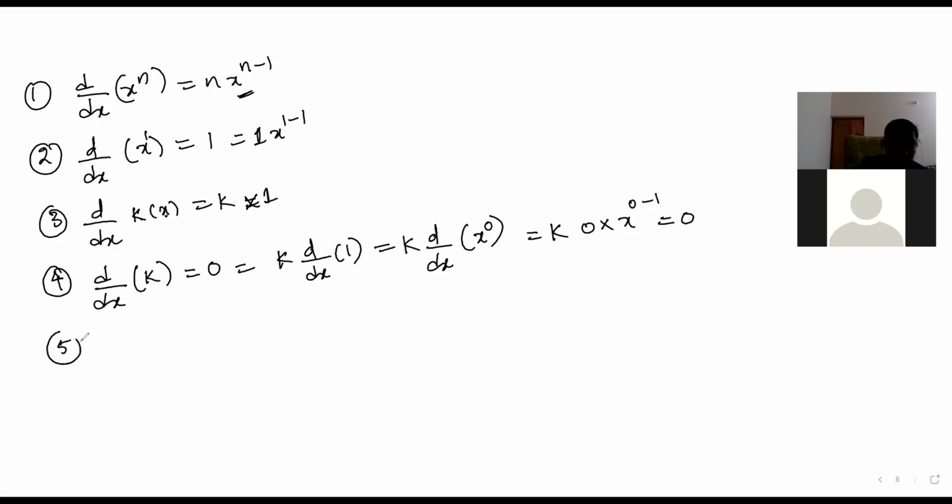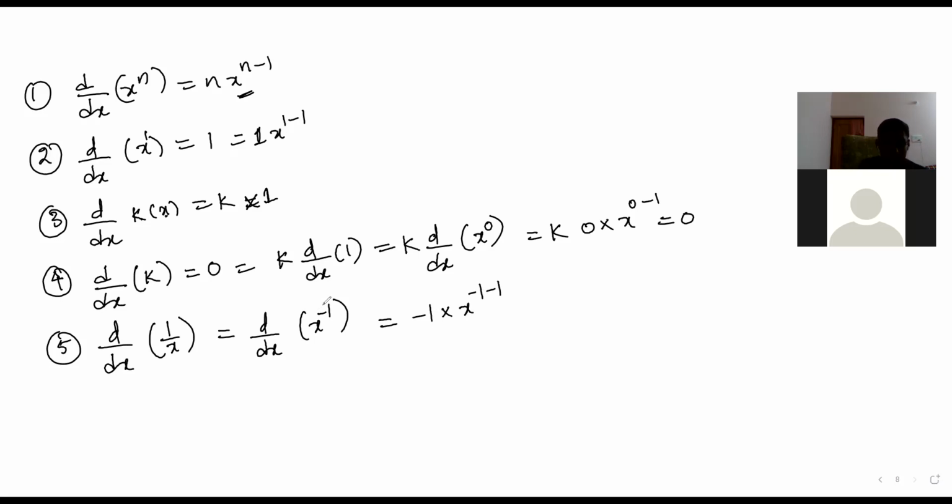Next. But I will write d by dx of 1 by x. This is 1 by x. So 1 by x how to do? See, d by dx of 1 by x how to do? x to the power of minus 1 you should write. This is x to the power of 0, x to the power of 1, x to the power of 0, x to the power of minus 1. So it's simply minus 1 into x to the power of minus 1 minus 1. Yes or no?